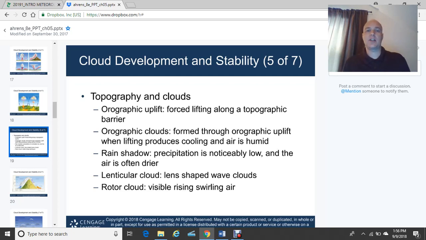And then lenticular clouds, these are clouds associated with mountains. They're usually at the peak and just downrange of it. And this is a lens-shaped wave cloud.